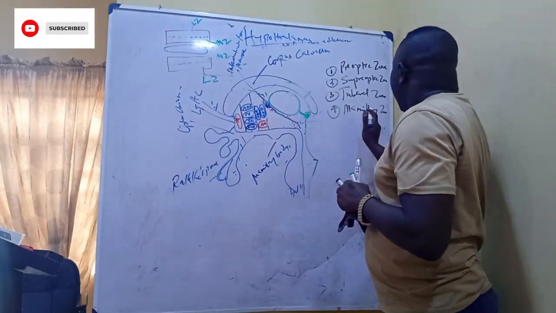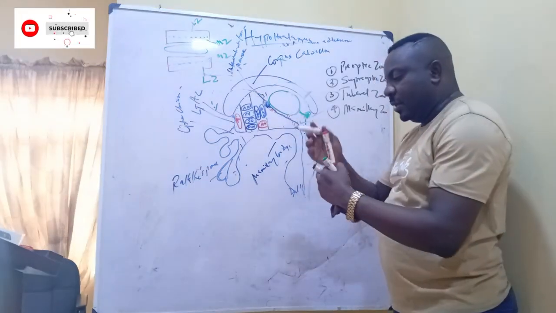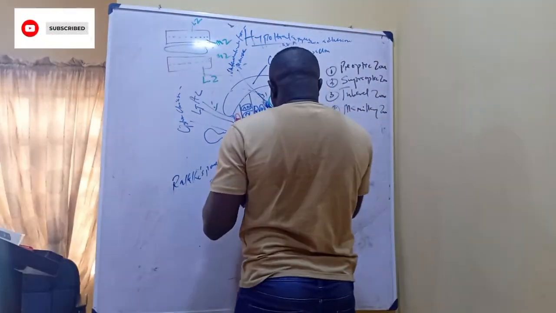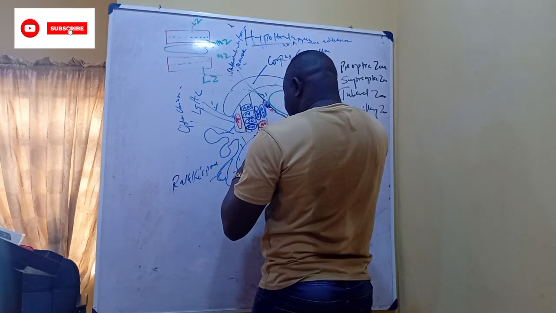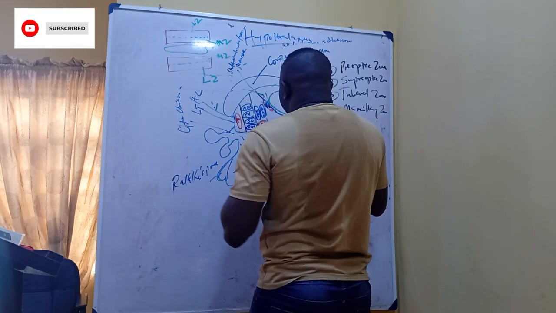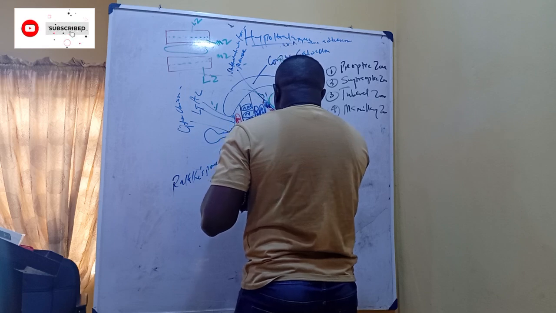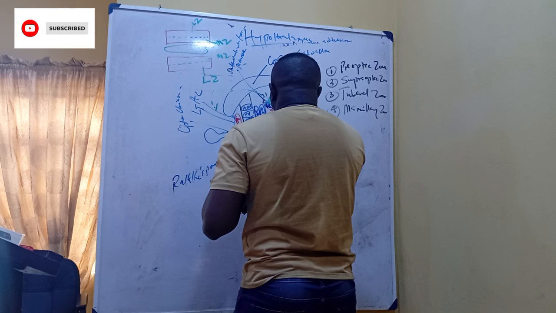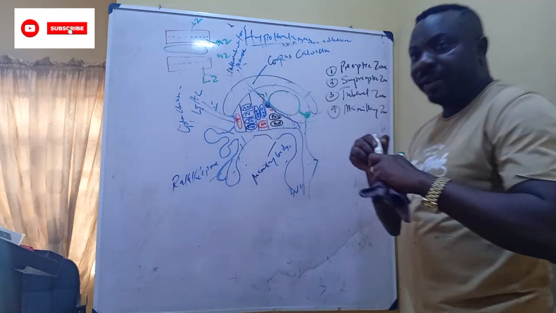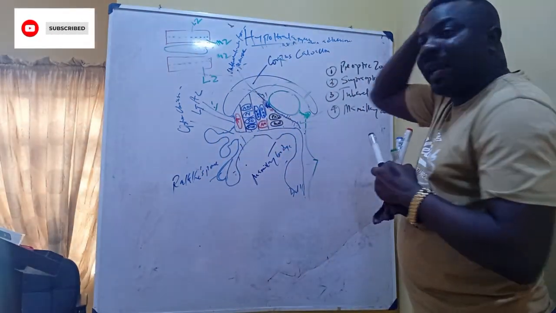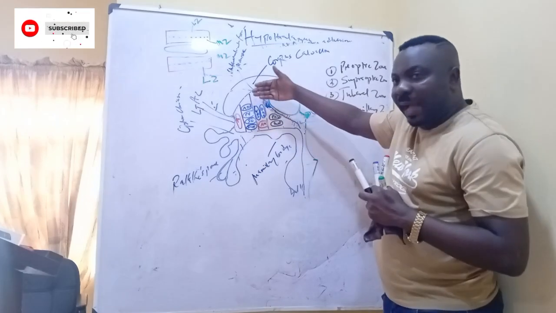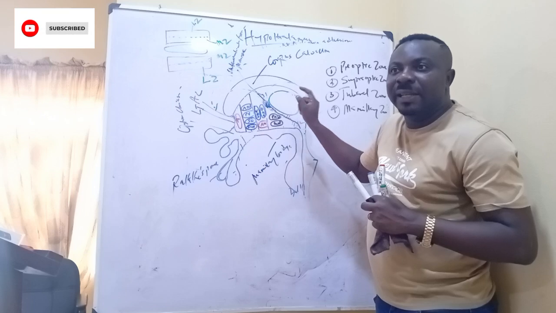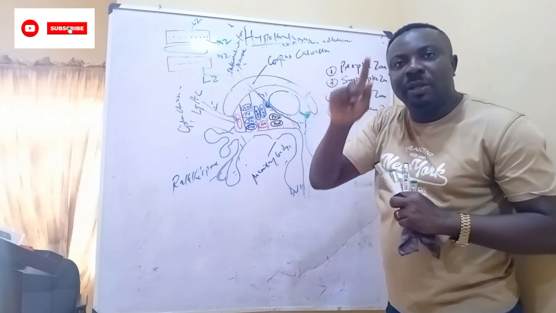Right. Then the mammillary zone has two nuclei, right? Yes, sir. Which are the mammillary nucleus and the posterior hypothalamic nucleus. Are you there? Yes, sir. Like I told you, the lateral zone is behind the medial zone, right? So the lateral zone contains the lateral hypothalamic nucleus.